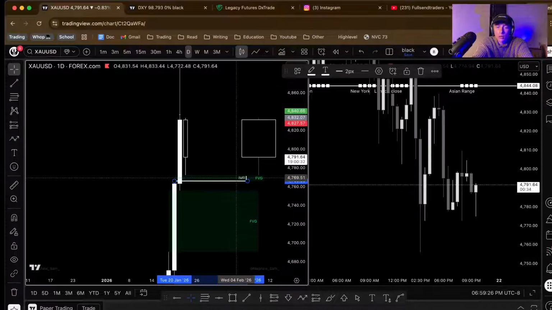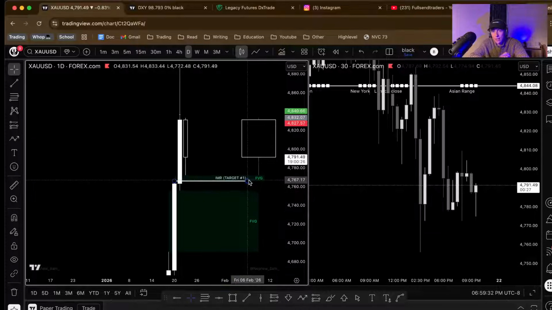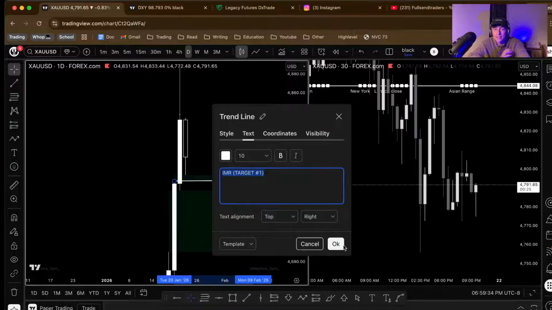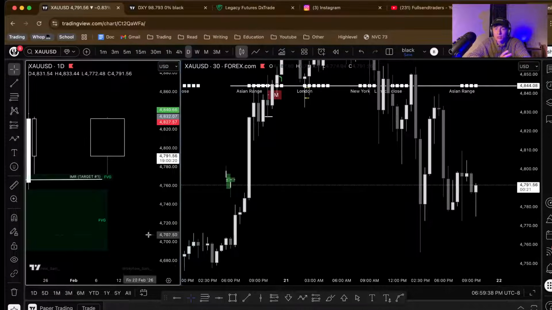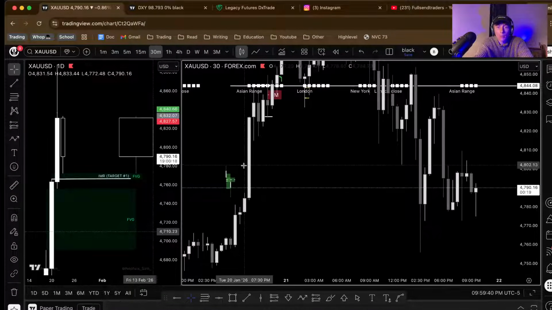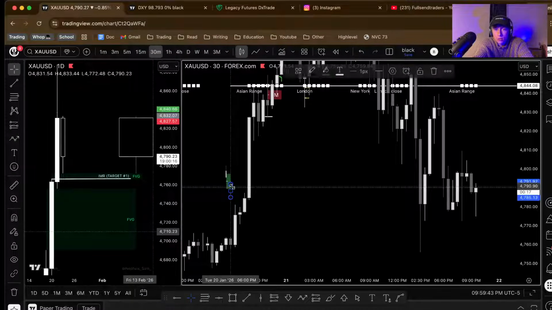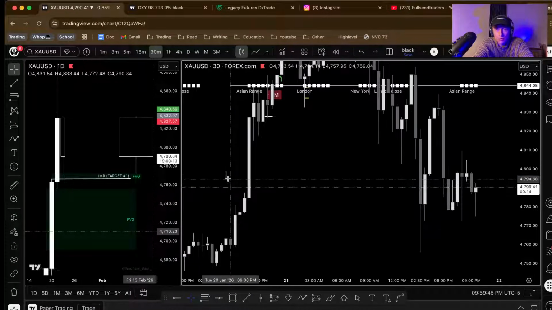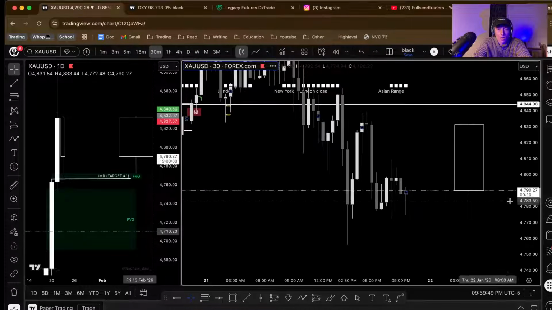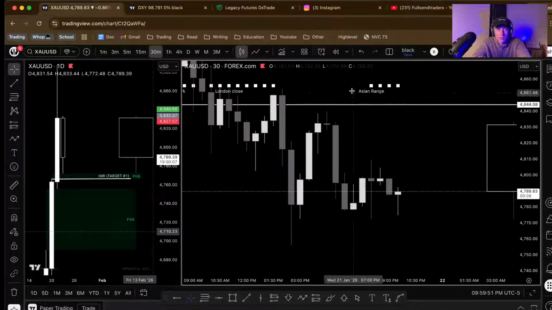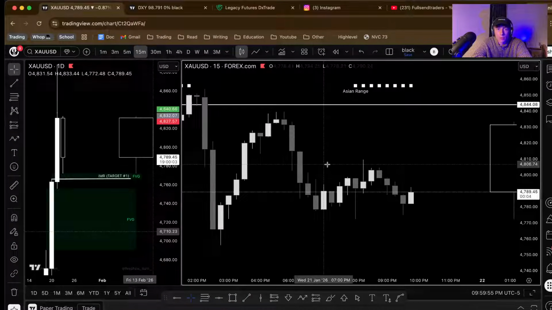So IMR, target number one. That would be our first target of the day. I'd love to see this area get taken out. Otherwise, if it doesn't, we're just going to look and see on the lower time frame. If we continue running up higher, then we're going to take longs as well. You just have to look and see at the order flow where it's going on the lower time frame, and then we can trade from there. So Asia session already started. Let's scale down a little bit lower and see what happened from the open.